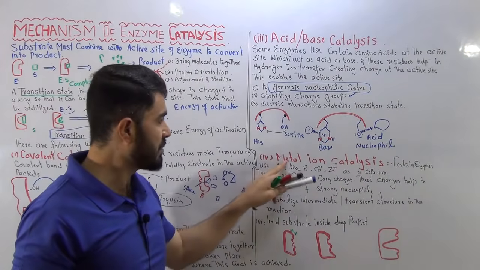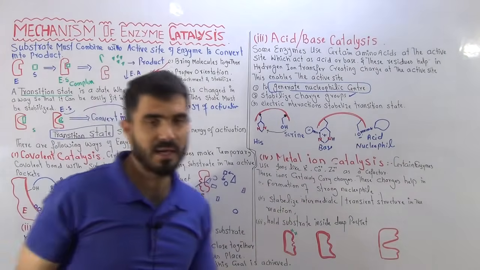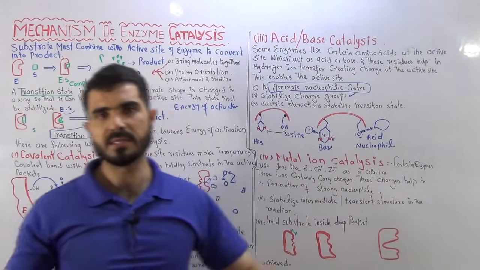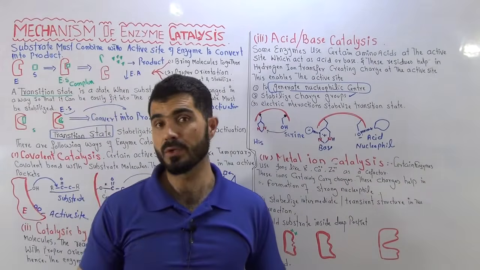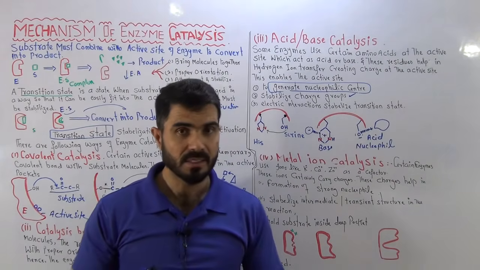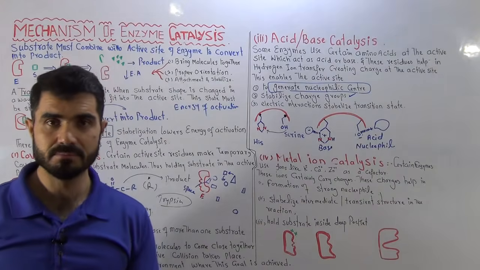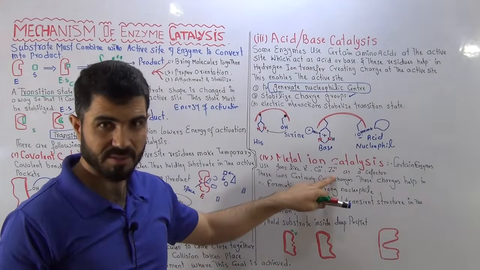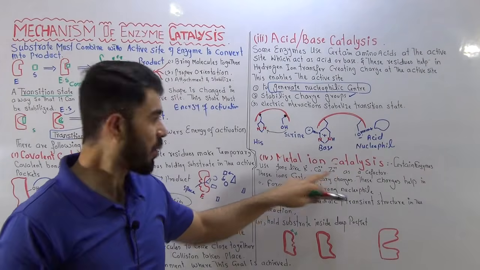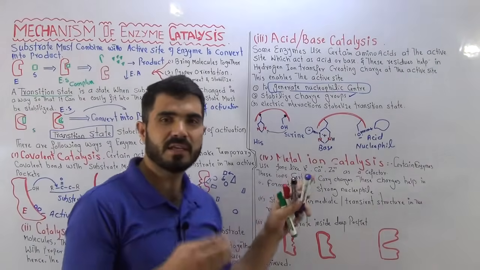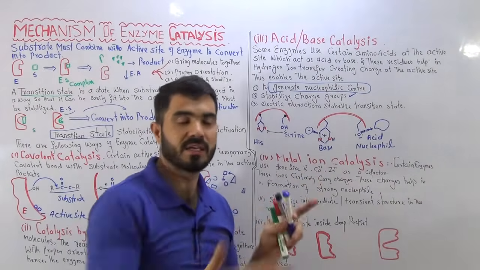Now the last one is metal ion catalysis. There are so many enzymes that use metal ions like zinc, calcium, potassium. These are positively charged ions they use. Why does the enzyme use these? Because these can very easily lose their electron.